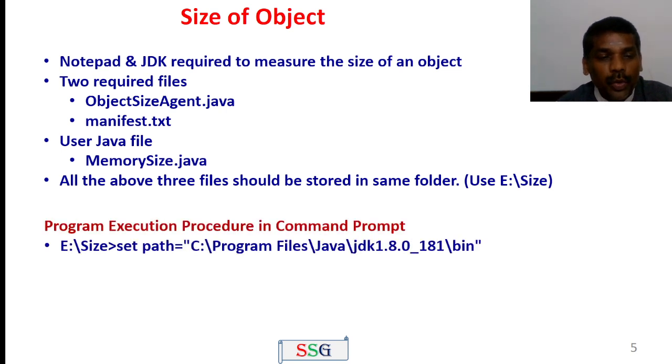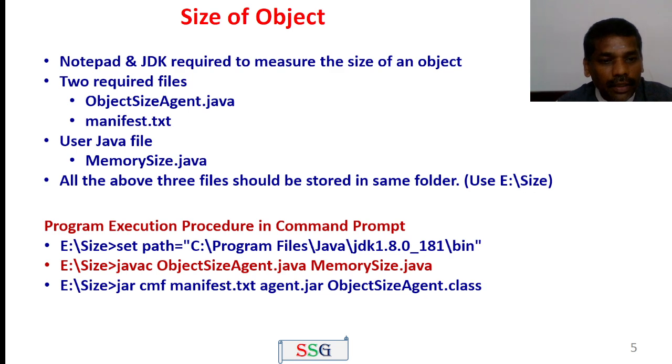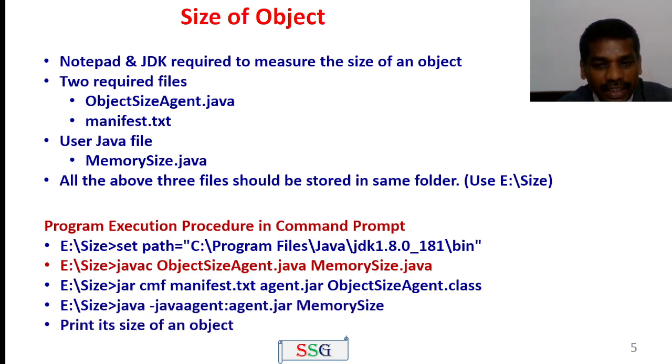Next, how to execute in the command prompt. First, we have to set the Java command prompt path. Then, normally, to compile the code we use javac filename.java. Here we have to use the command javac ObjectSizeAgent.java and MemorySize.java. Next we execute this command. For the third command, we have to create the jar file using the command prompt: manifest.txt agent.jar ObjectSizeAgent.class is the main command. After executing the third command, next you have to use the Java command for executing our MemorySize file.